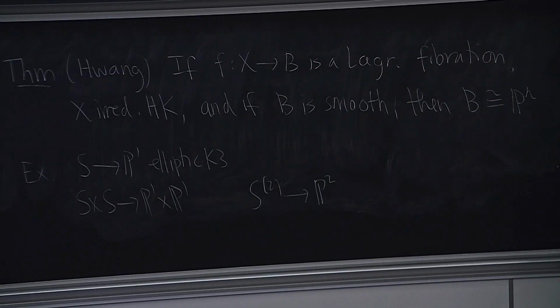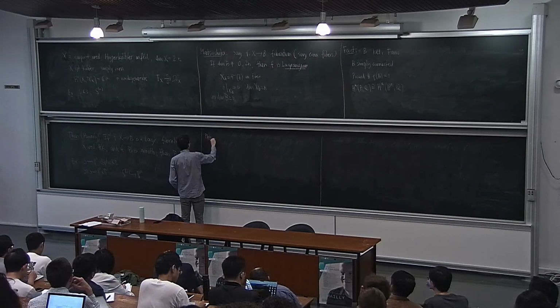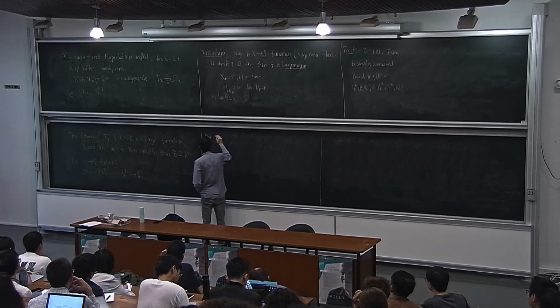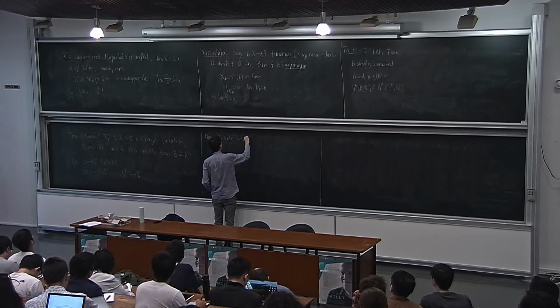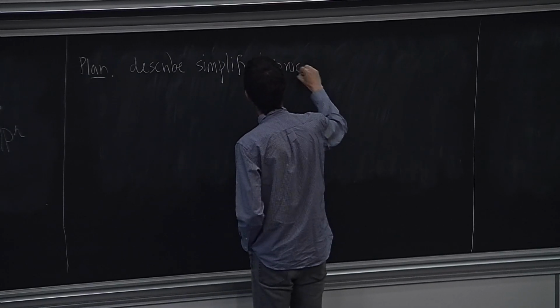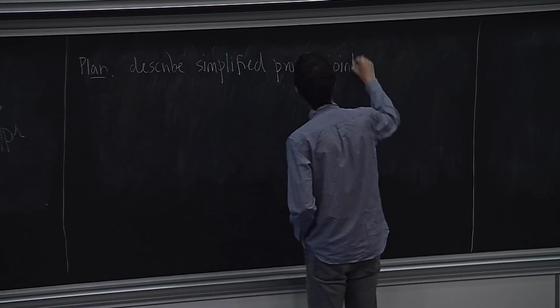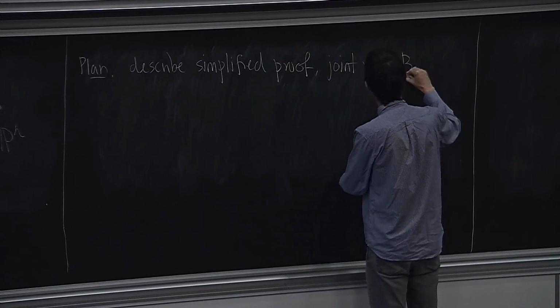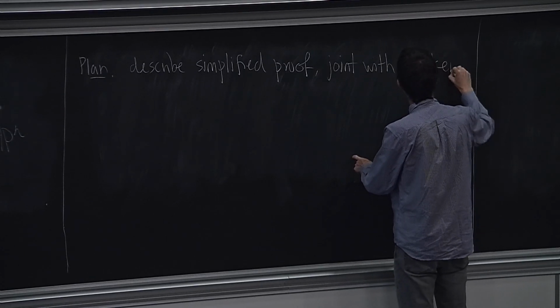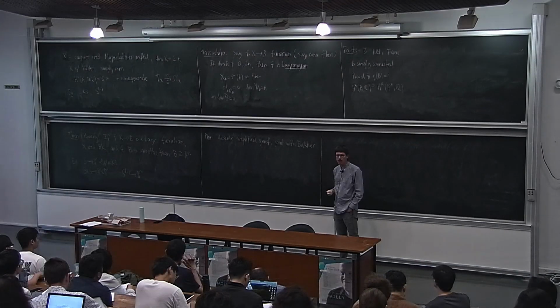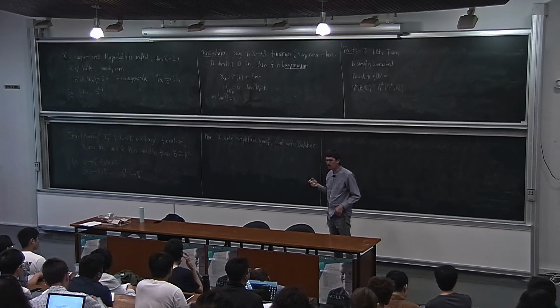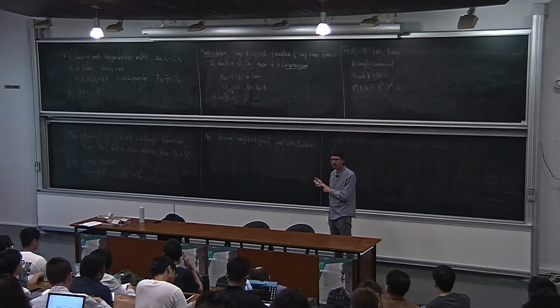Okay, and so my plan is basically I want to describe a somewhat simplified proof of this, which is joint with Ben Bakker. Okay, so it's simplified in the following way: some of the steps of the proof are really just more or less the same thing that Hwang does in his paper, but we use a certain amount of more Hodge theory in order to make some other steps simpler.